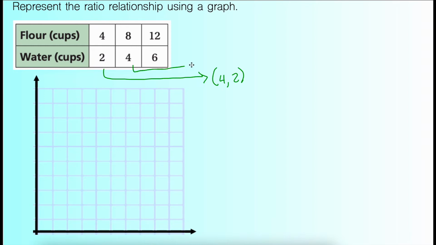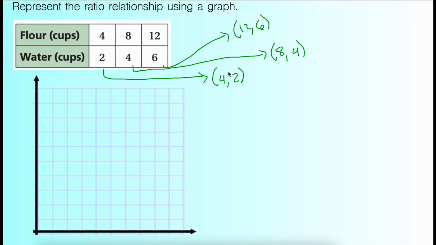This other point, 8, 4, 8 cups of flour, 4 cups of water, 8, 4. And this last point here, 12, 6. So now I've got 3 ordered pairs that I can plot on this coordinate plane.